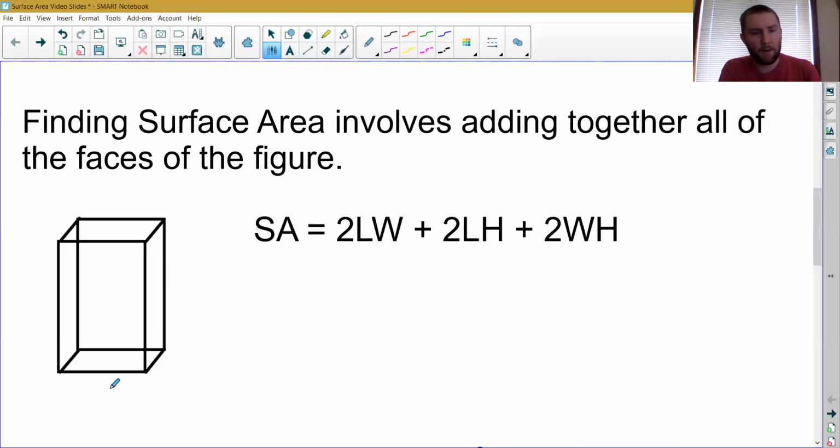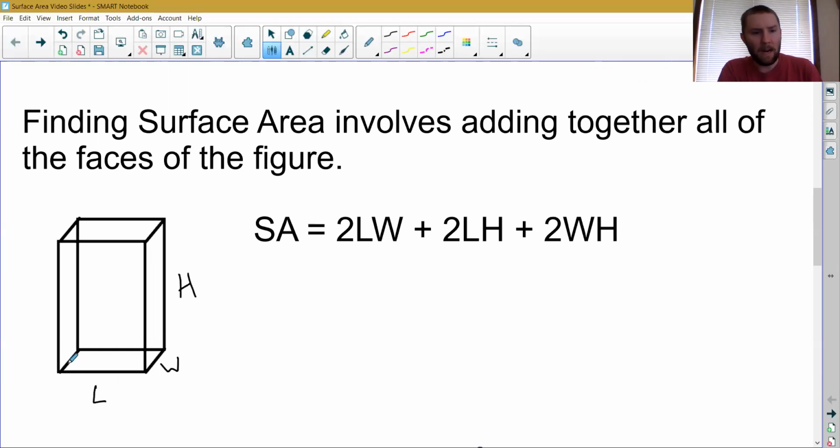So there are 3 dimensions. Obviously, in this case, it is a 3-dimensional figure. So we have the length, we have the width, and we have the height. Okay, and these are sort of interchangeable. It doesn't matter which one you call the length, which one you call the width, which one you call the height. But in this case, length, width, and height.